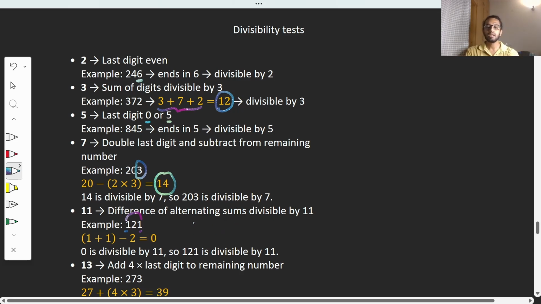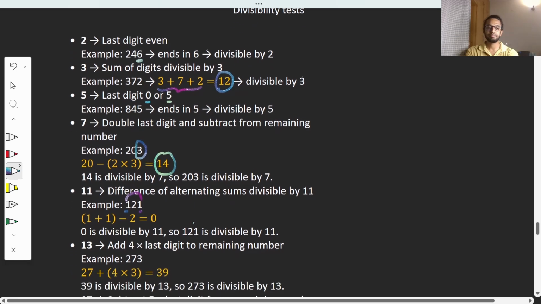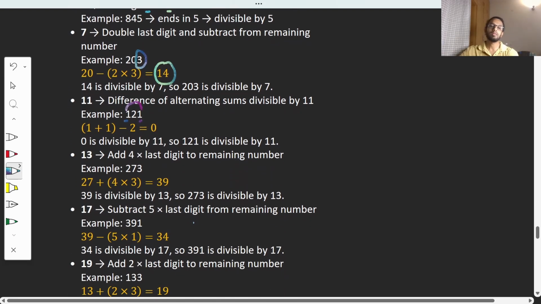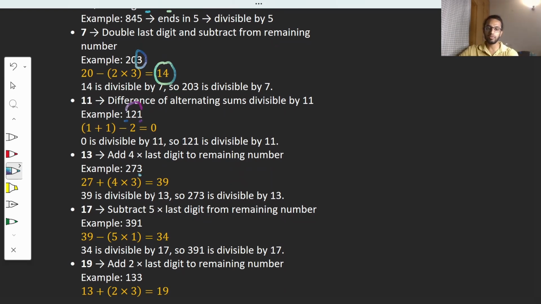And divisibility test for 13. Basically, we have to take the last digit and multiply it by 4, and then we have to add it to the remaining set of digits. The number that we get, if it is divisible by 13, then the original number is also divisible by 13.